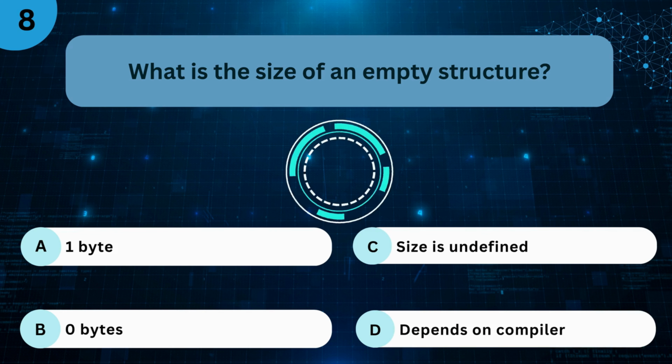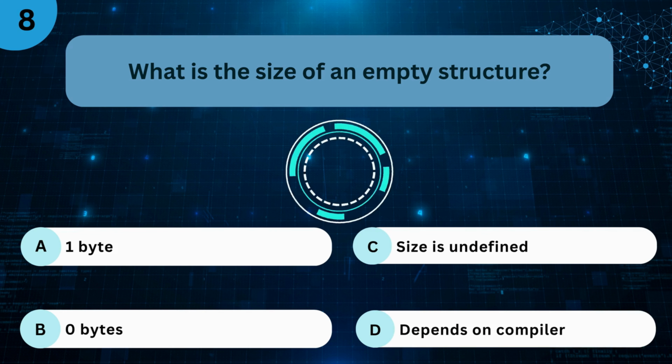What will happen when the structure is declared? A. It will not allocate any memory. B. It will allocate the memory. C. It will be declared and initialized. D. None of the mentioned. The right answer is A. It will not allocate any memory.